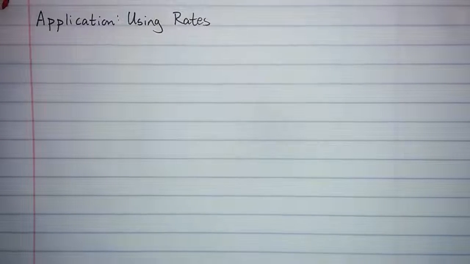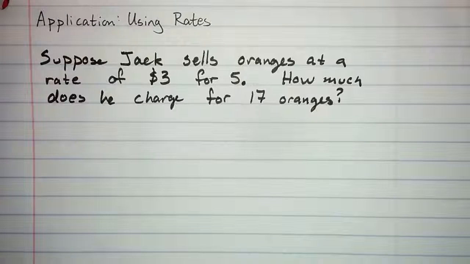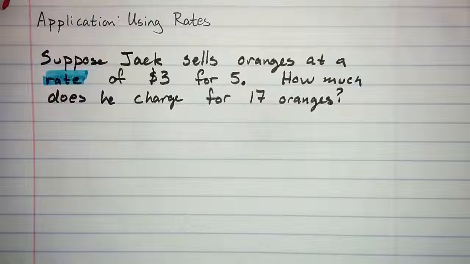We also want to use proportions in making use of information about rates. So, for example, suppose Jack sells oranges at a rate of $3 for 5. How much does he charge if we buy 17 oranges? The presence of the rate tells us that these quantities, the price and the number that we get, are proportional.